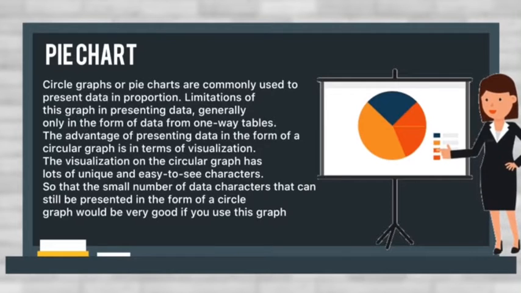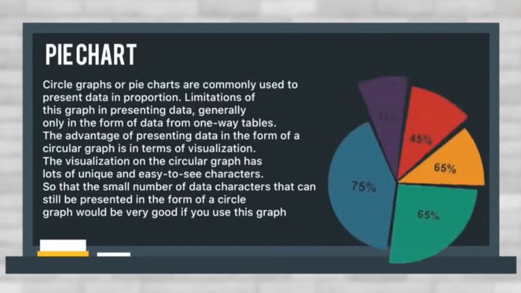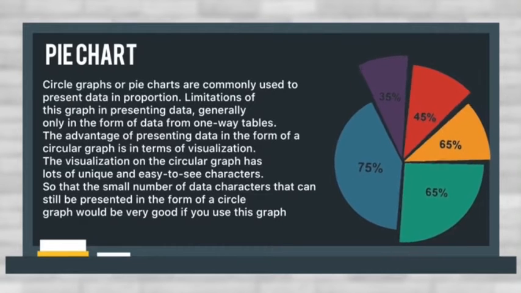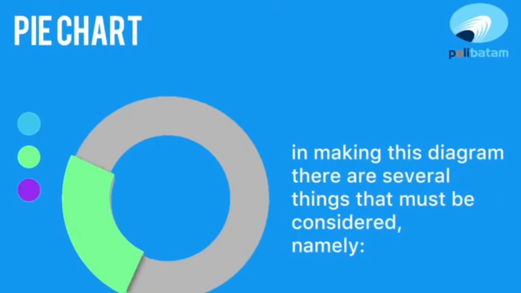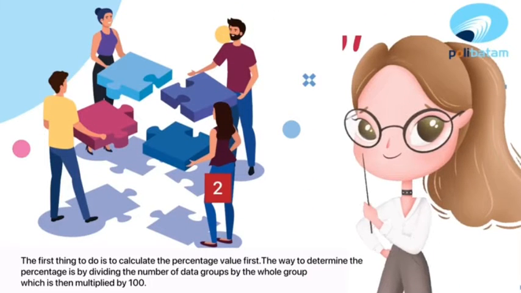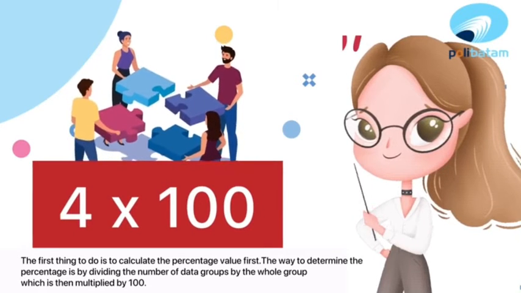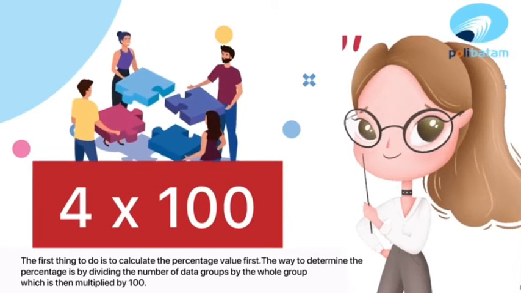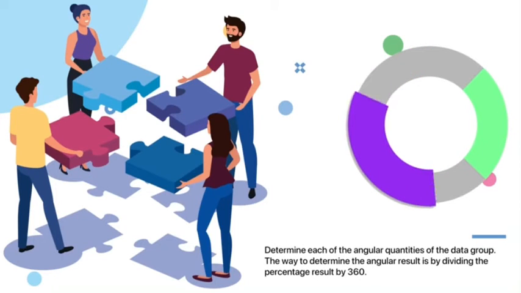The visualization on the circular graph has many unique and easy to see characteristics, so that even a small number of data characters can still be presented in the form of a circle graph. It will be very good if you use this graph. In making this diagram, there are several things that must be considered. Namely, the first thing to do is to calculate the percentage value first. The way to determine the percentage is by dividing the number of data groups by the whole group, which is then multiplied by 100.